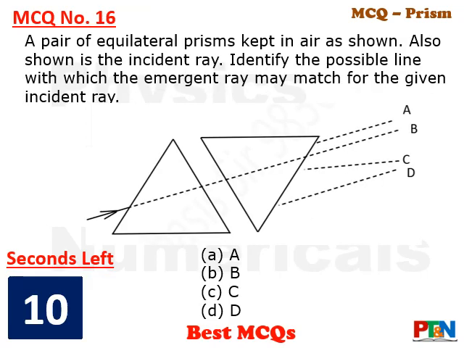Next MCQ. A pair of equilateral prisms have been kept the way it has been shown. Also shown is the incident ray. On the right side, you need to find out with which line the emergent ray will match, A, B, C or D. You have got 10 seconds. Your timer starts now. If you require more time to think, please do pause the video, take your time.